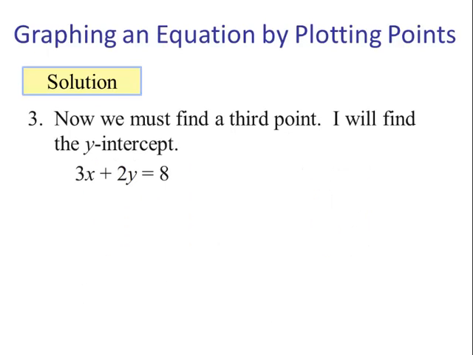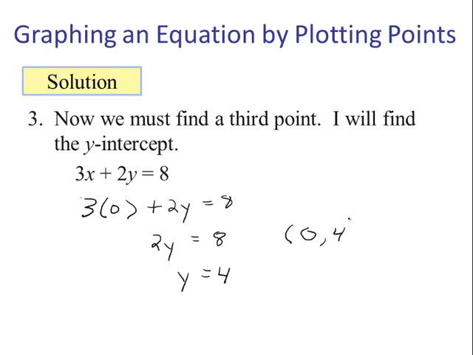So next, we need to find a third point. I'm going to find the y-intercept. If you recall, to find the y-intercept, you let x be 0 and you solve for y. So this will be 3 times 0 plus 2y equals 8. This becomes 0, so we're left with 2y equals 8. Divide by 2, we see that y is 4. So this means we have our third point, (0, 4).